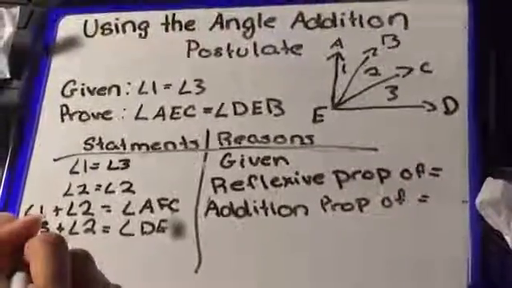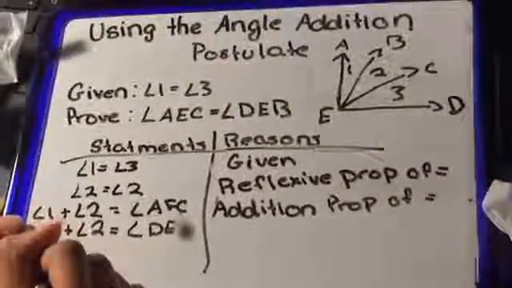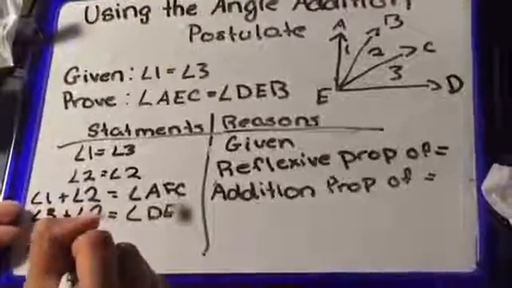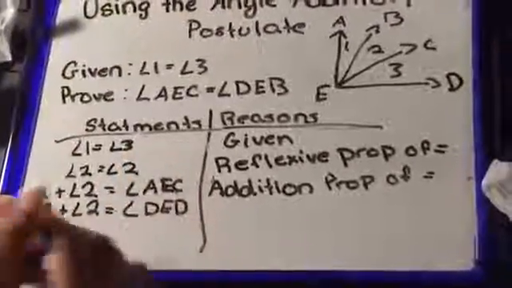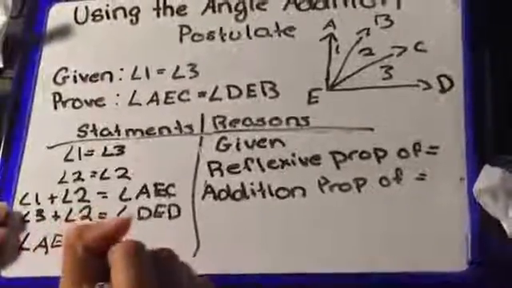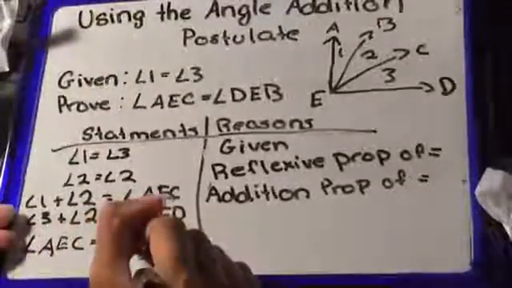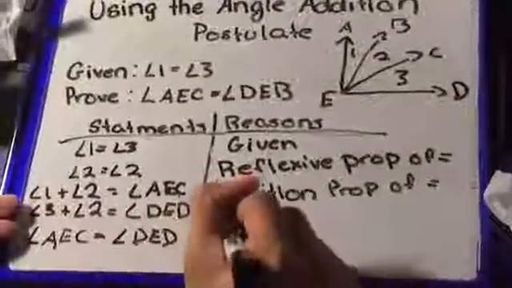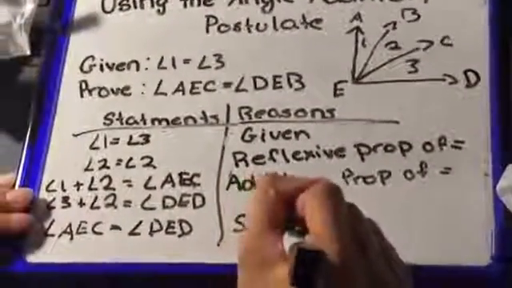Lastly, we could say that the measure of angle AEC is equal to the measure of angle DEB, and we know this because of substitution.